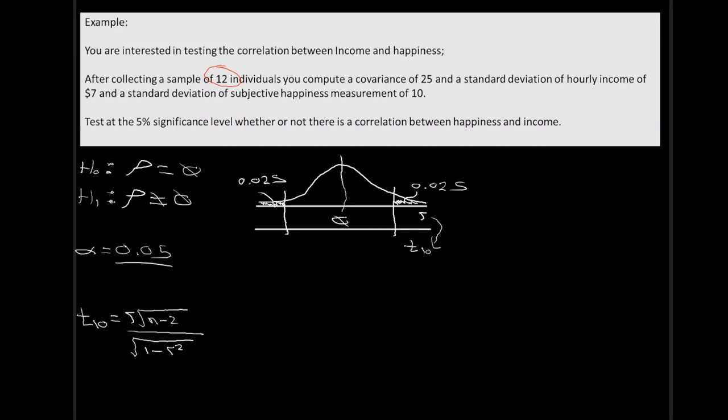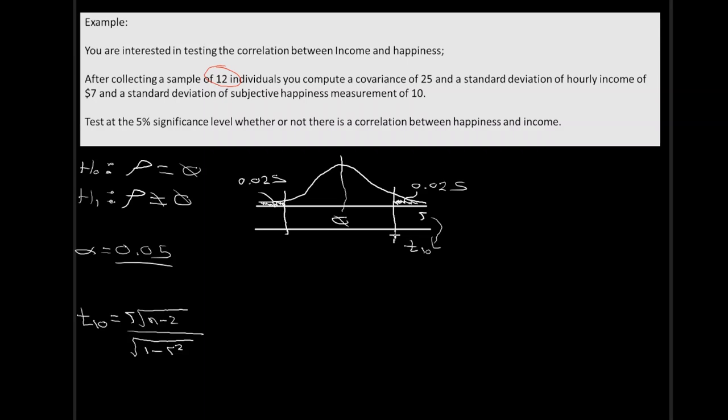0.025, right? We take that 5%, we split it between the two tails in this case. We now need to go to our table. We need to look up, hey, what is the critical value for a T10 for a two-tailed test at the 5% significance level? So let's jump over to our table and have a quick look.